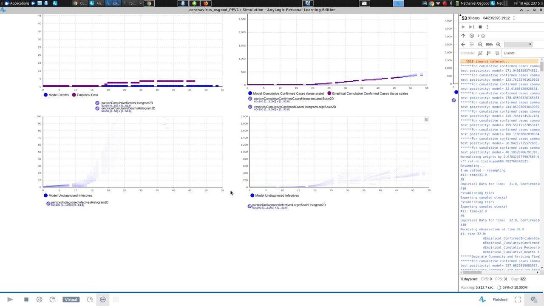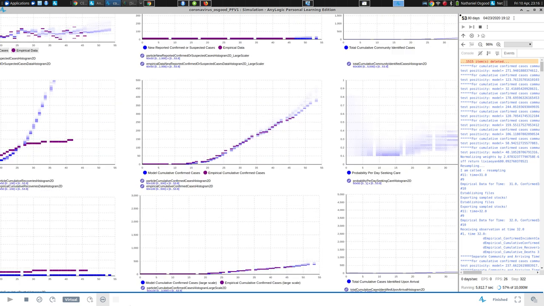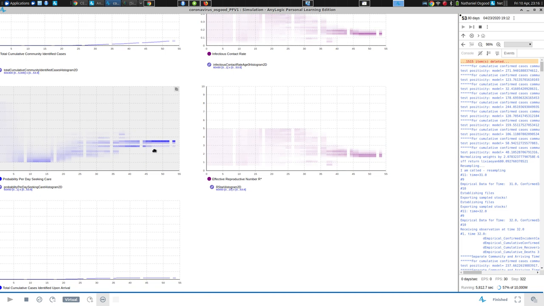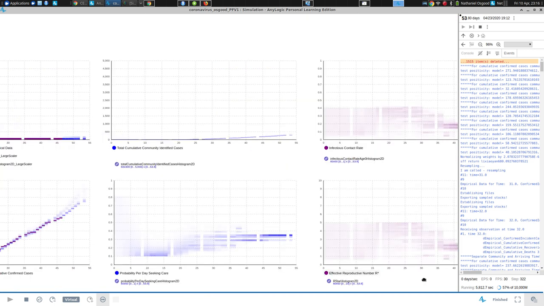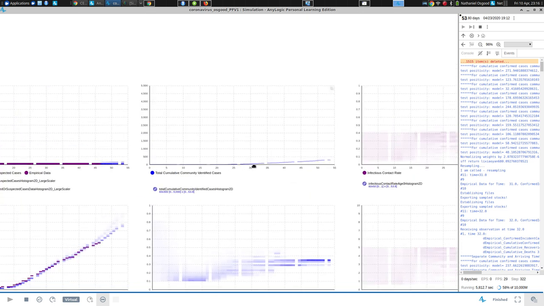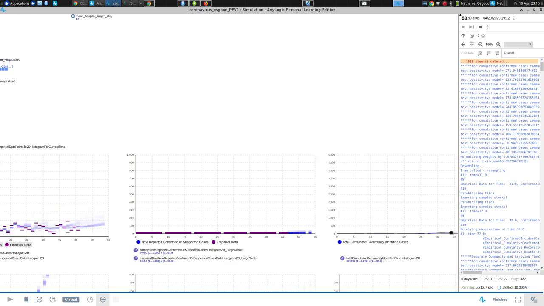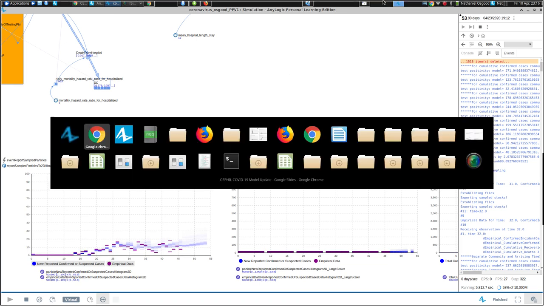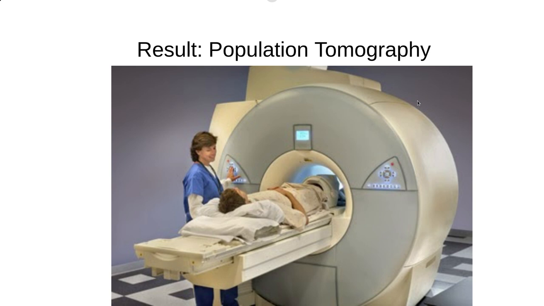And you can see it estimates this probabilistically. Probabilistically, for example, the probability per day of seeking care, or the effective reproductive number that lets us assess the effects of interventions, or this in the number of reported or suspected cases. And what this provides us is sort of this population tomography.